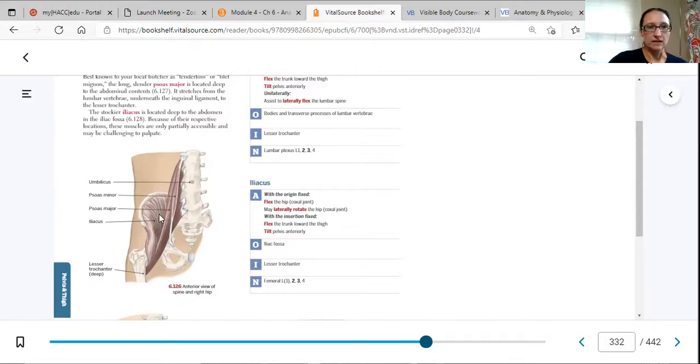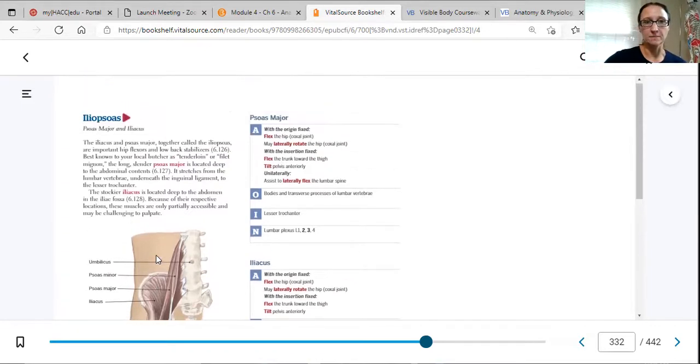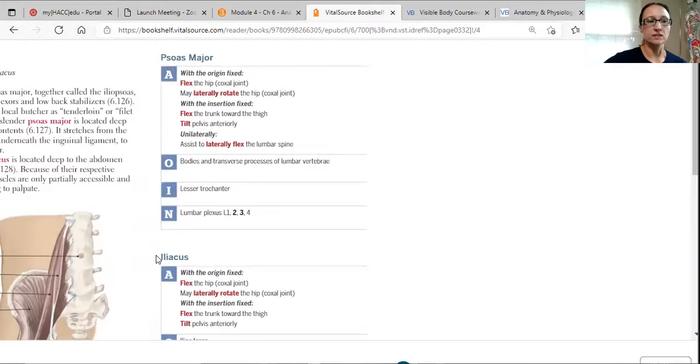So iliopsoas is a combination of these two muscles, and here is where they come together. Okay, so they have different origins, but they have the same insertion. So let's take a look at that. Let's get this up just a little bit bigger.